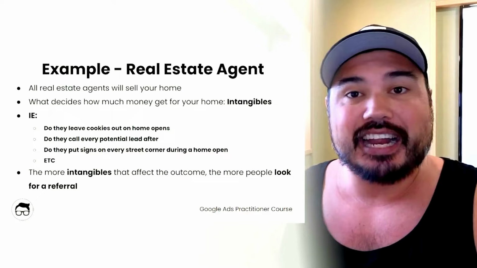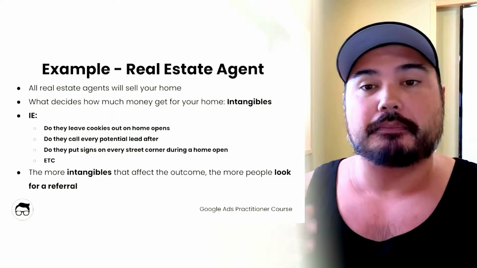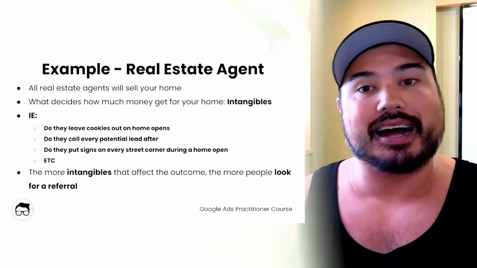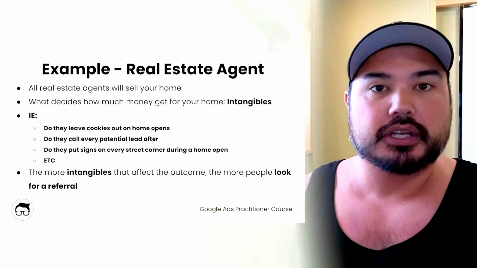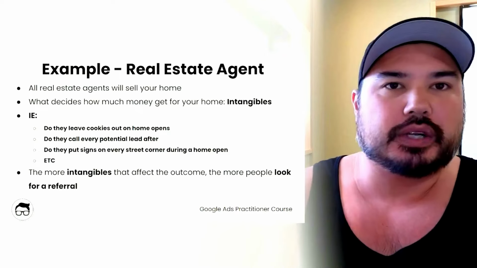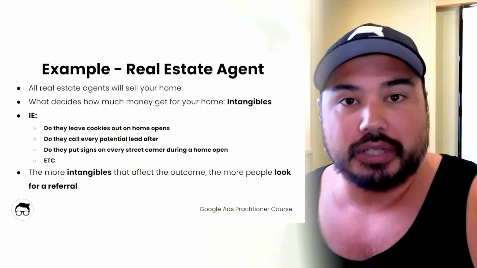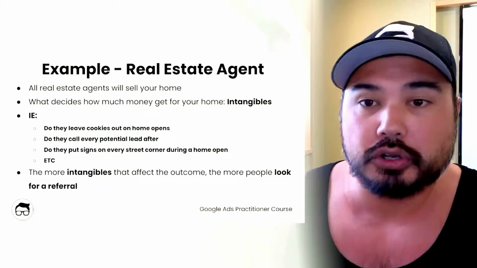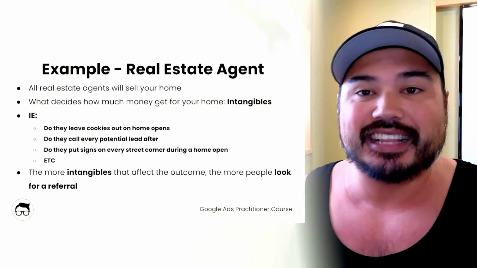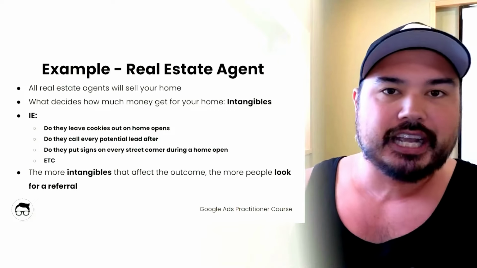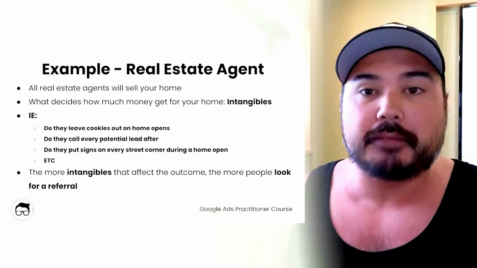You've got real estate agents and they've both got the license. They're both qualified to do the job. What makes it possible for one to make more money than the other? It's intangibles. Things like, does one of those real estate agents leave cookies out at home opens? Do they call potential leads after? Do they put the signs on the corners during a home open? Things like that. Do they communicate well? Are they funny? The more intangibles that affect the outcome, the more people will look for a referral.